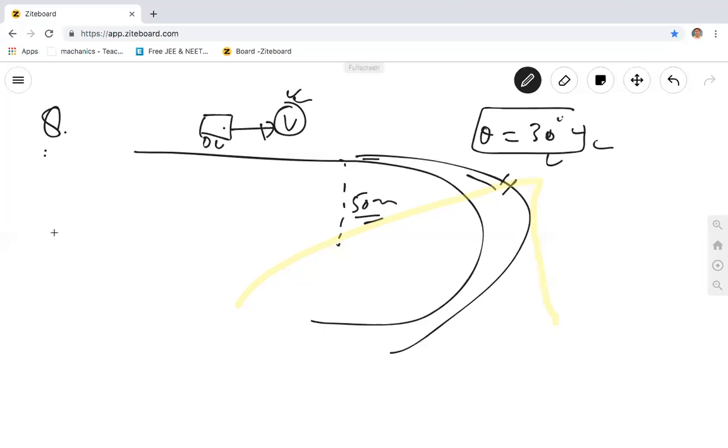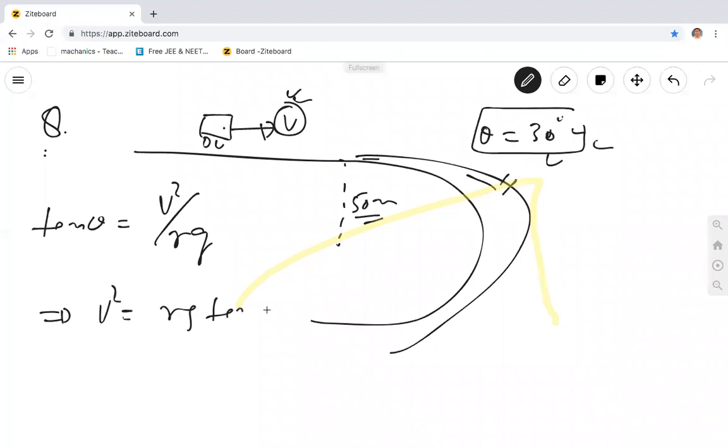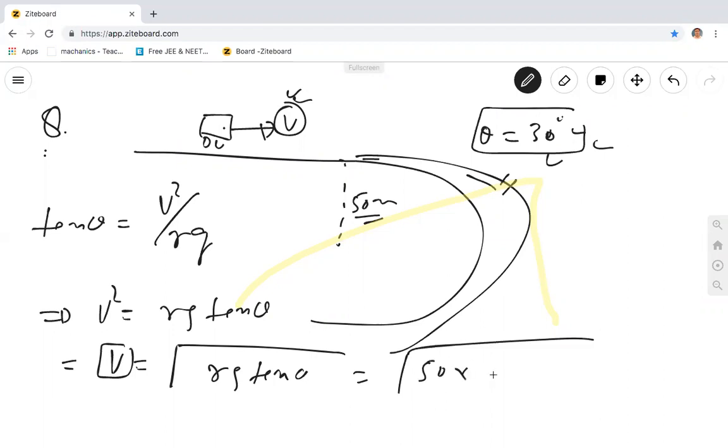I will tell you. Tan theta is equal to v square by rg, right? That's the formula that you know. V square is equal to rg tan theta and v is equal to root of rg tan theta. If your speed is greater than this, you will skid off. If your speed is less than this, then it's all right, no problem. Greater than this means you will move in a circle of greater radius, more than 50. So it will be root of 50 into 10 into tan 30, that's 1 by root 3.